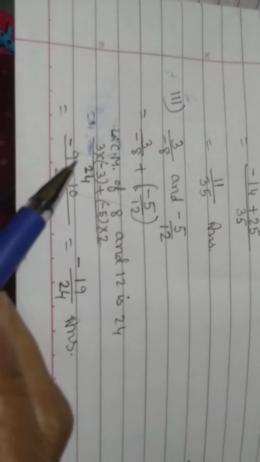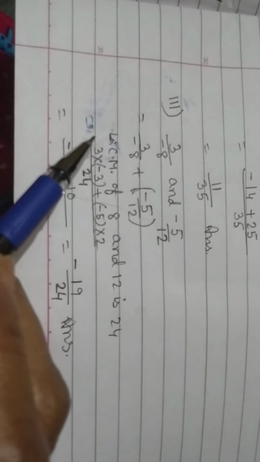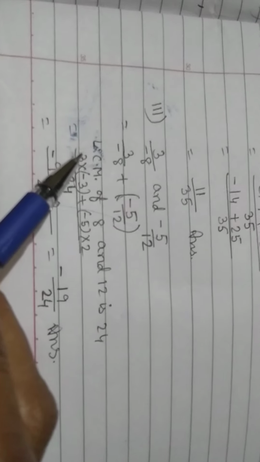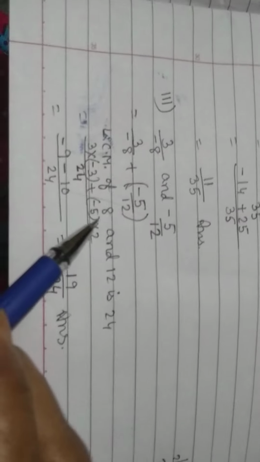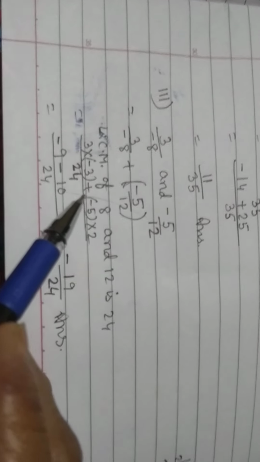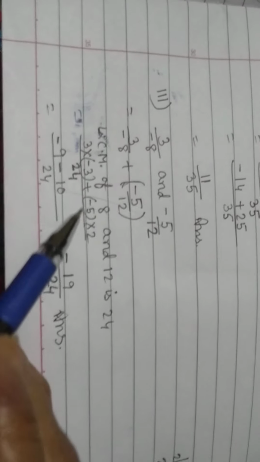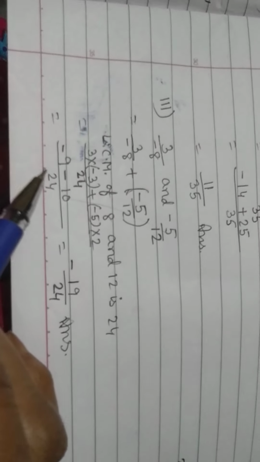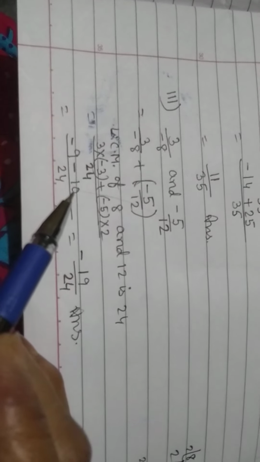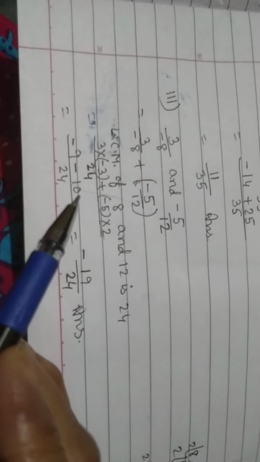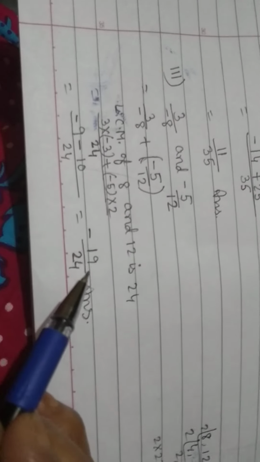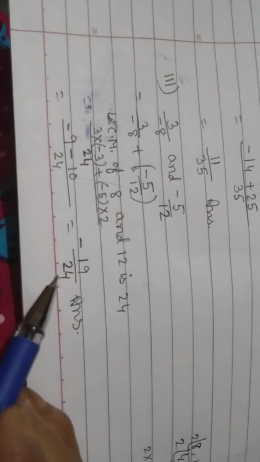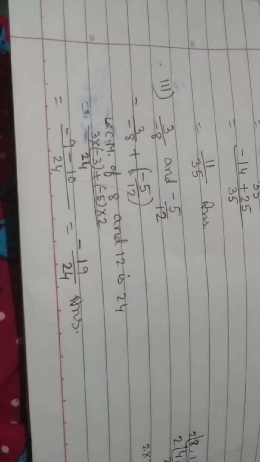Now next step, 3 into minus 3 is minus 9. At first, multiplication of signs: plus into minus is minus, and 3 into 3 is 9. Then again multiplication of signs: plus into minus is minus, and 2 into 5 is 10. Both numbers here are negative, so we add the numbers, but the sign will be negative. Minus 9 minus 10 becomes minus 19. So the answer is minus 19 by 24.